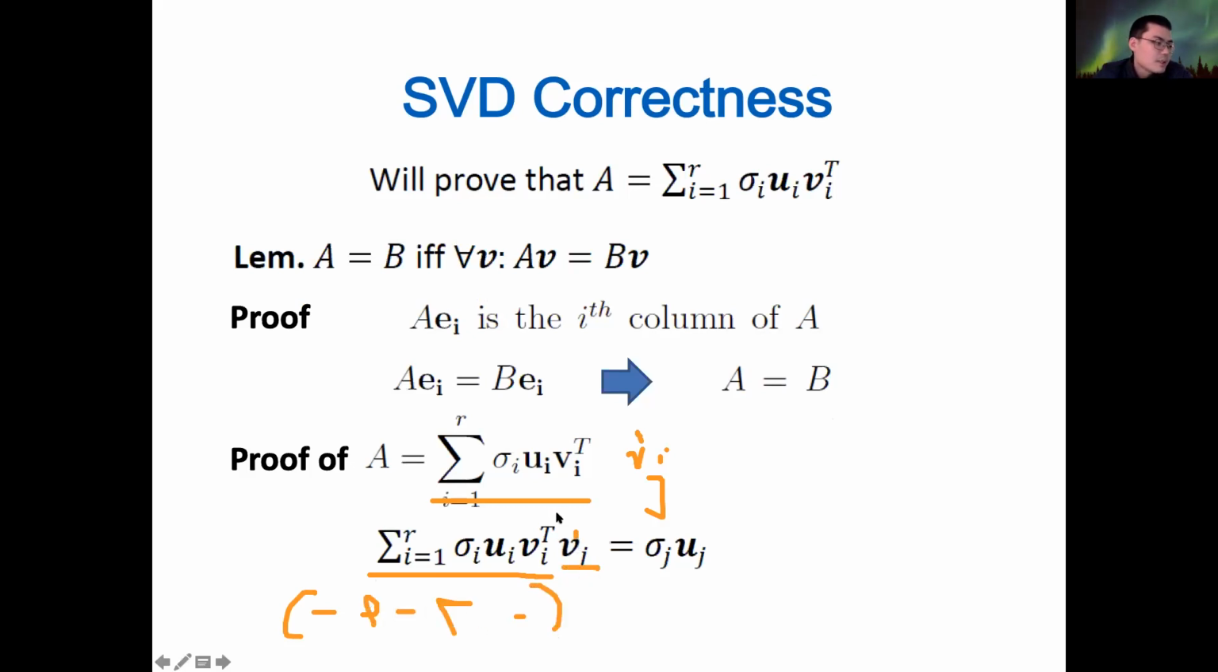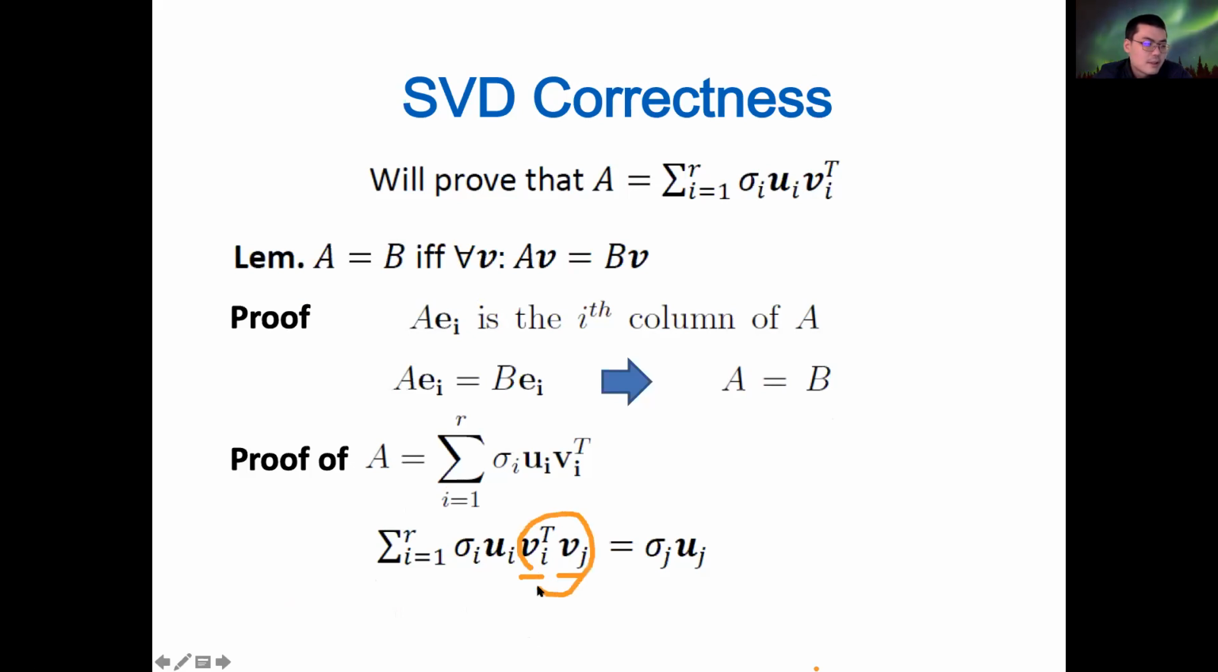But let's look at which term really matters here. The other terms don't matter. The reason is very simple. Vi and Vj are orthonormal, which means if they are not the same, if i and j are different, then this thing is zero. They are orthogonal, they are 90 degrees. So there's only one term in this summation that is not going to be zero, which means i equal to j.